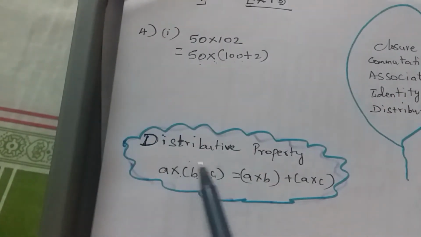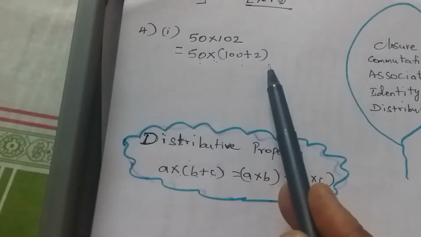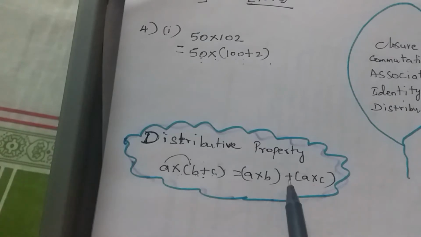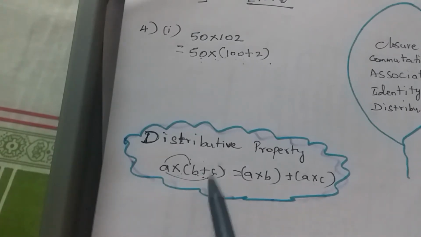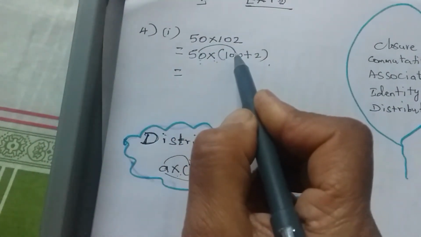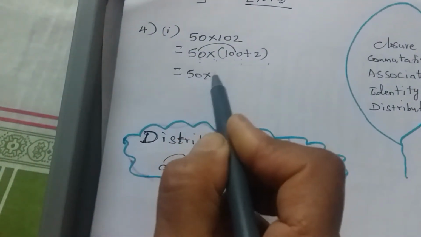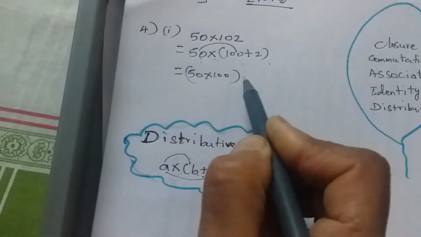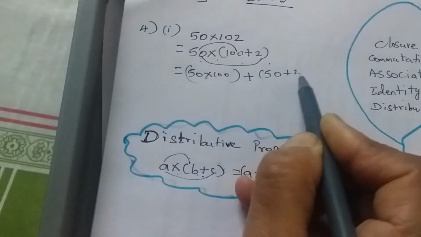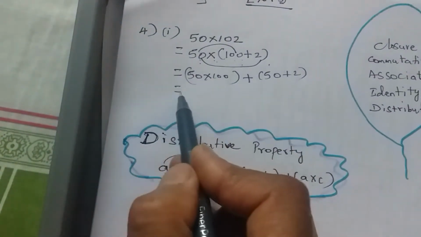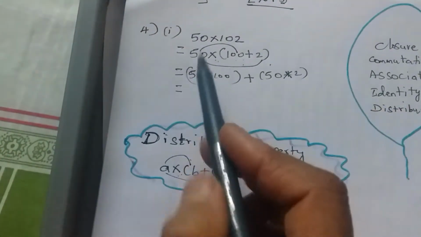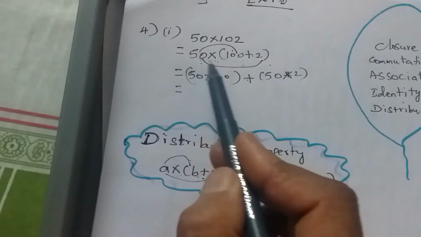50 into (100 plus 2): here A is 50, B is 100 and C is 2. So what is the right hand side? It is A into B, plus A into C. In the same way we will write this: 50 into 100, plus what is next? 50 into 2. See, now we can use the property and the multiplication becomes so easy. So how to multiply 50 into 100? It is 50 into 100 plus 50 into 2.